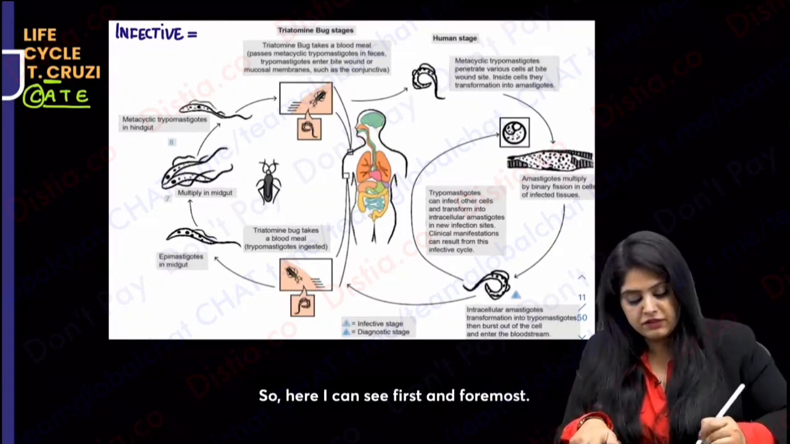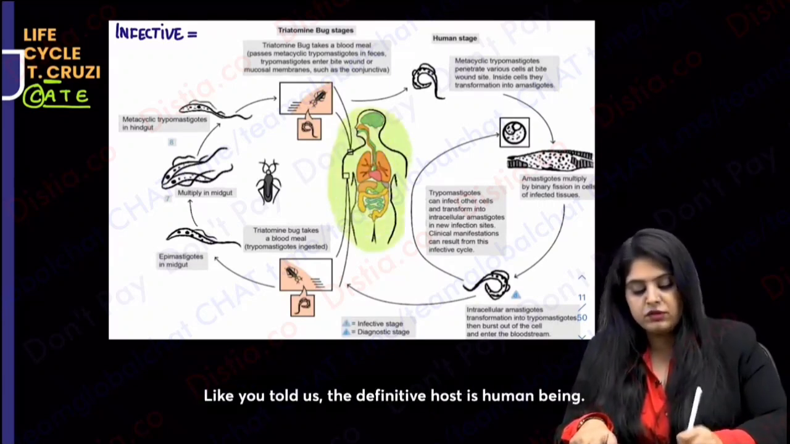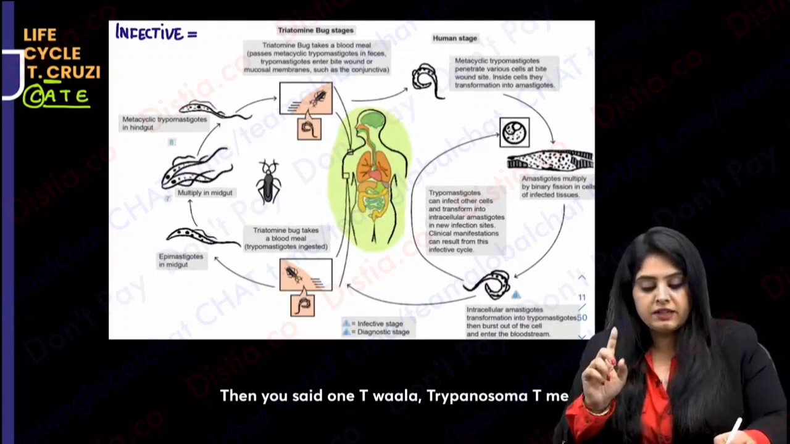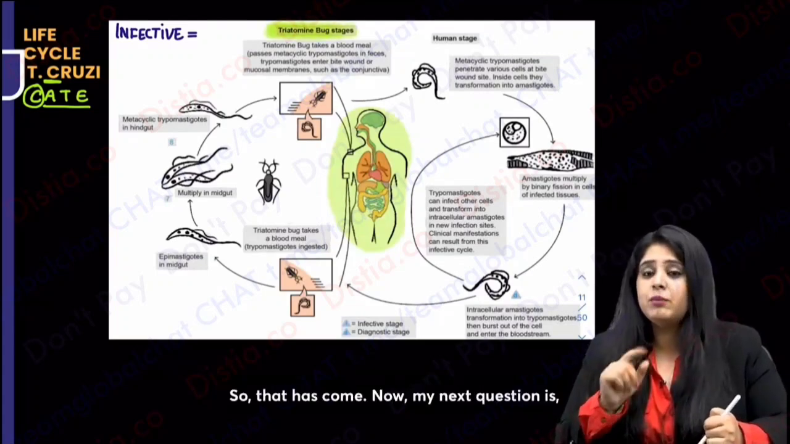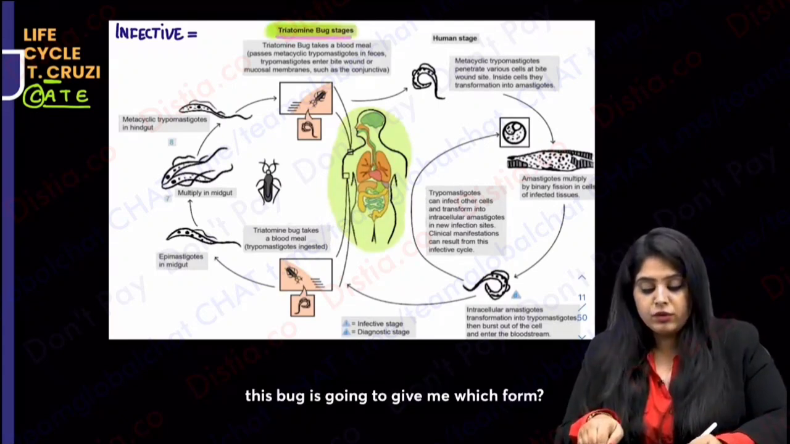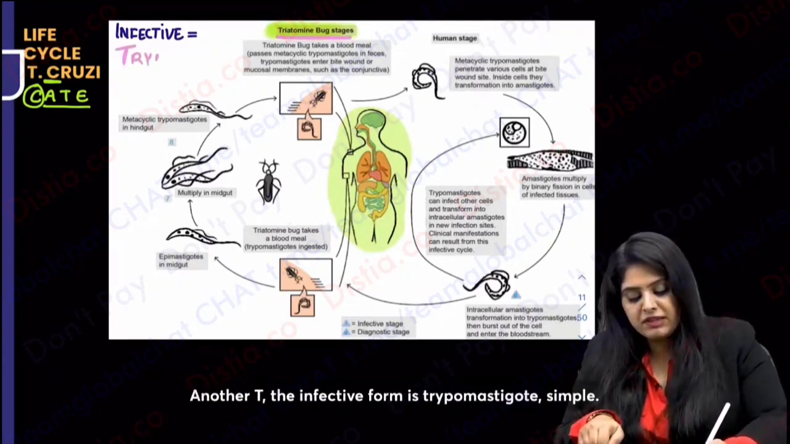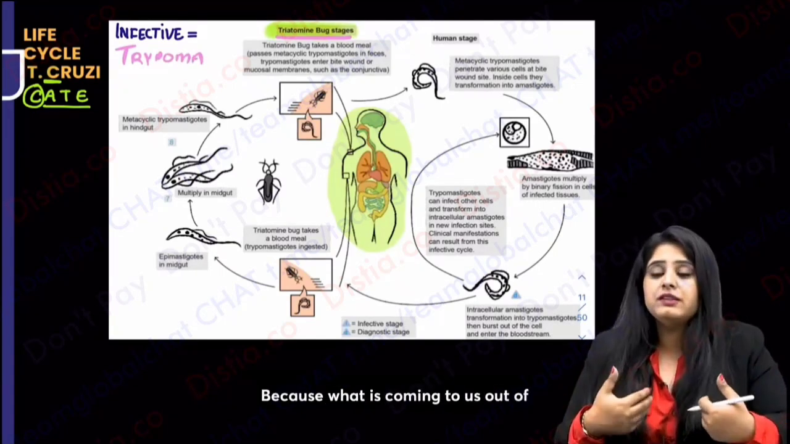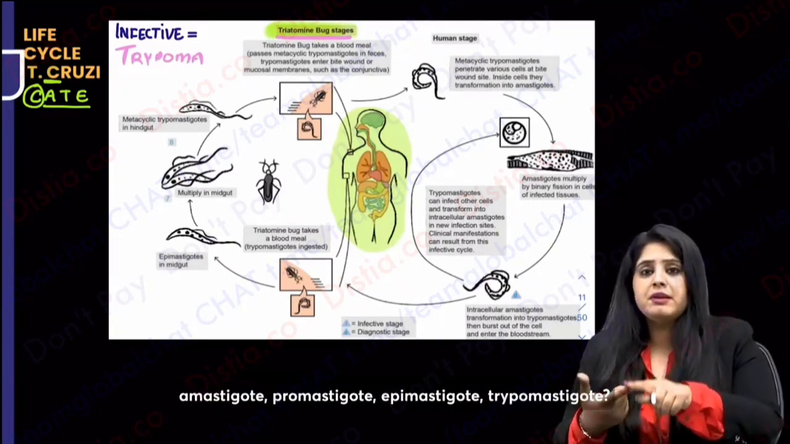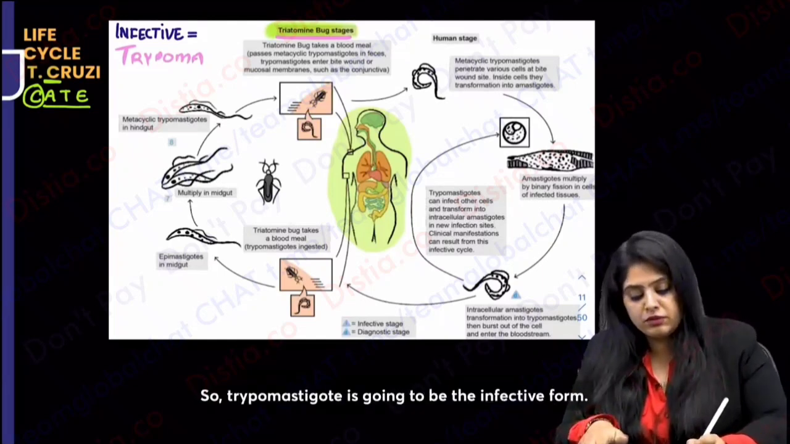So here I can see first and foremost, I have a human being over here. Like you told us, the definitive host is the human being. Then you said one T wala, Trypanosoma T mein triatomine kissing wala bug will come. So that has come. Now my next question is, this bug is going to give me which form? Another T. The infective form is trypomastigot. Simple. You know why they are called trypanosomes? Because what is coming to us out of amastigot, promastigot, epimastigot, trypomastigot? Trypanosomes mein trypomastigot is going to come to us. So trypomastigot is going to be the infective form.